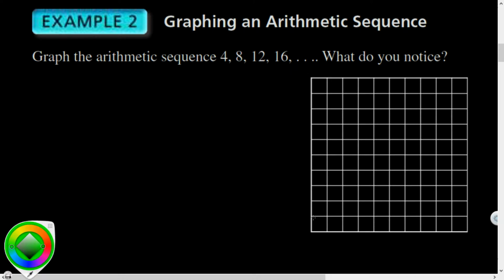I need to go at least 16 high. How many boxes did I give myself? 4, 8. I've got to count by 2s here, I think. I'm going to do that. So 2, 4.